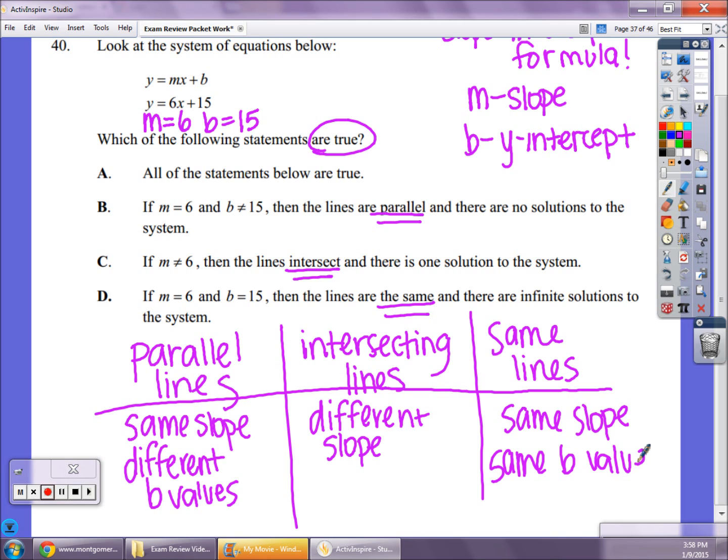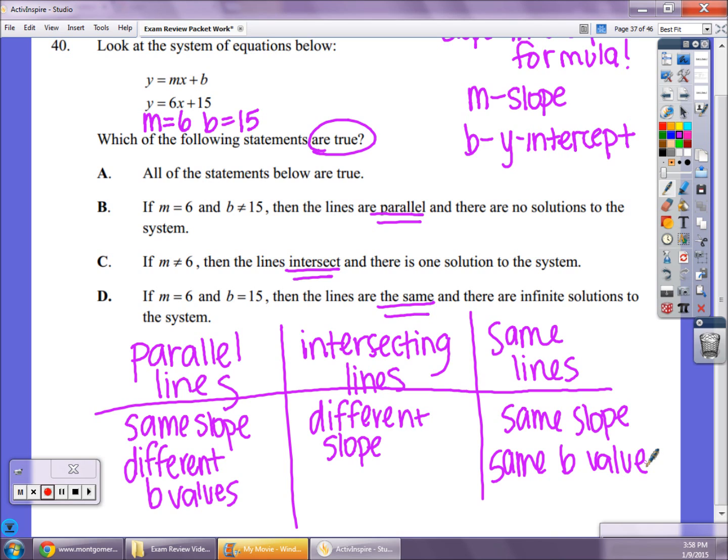Okay, so I'm going to say that one more time. Parallel lines have the same slope and different b-values. Intersecting lines have a different slope and the b-value doesn't matter. And the same lines will have the same slope and the same b-value. So that'll help us answer this question.